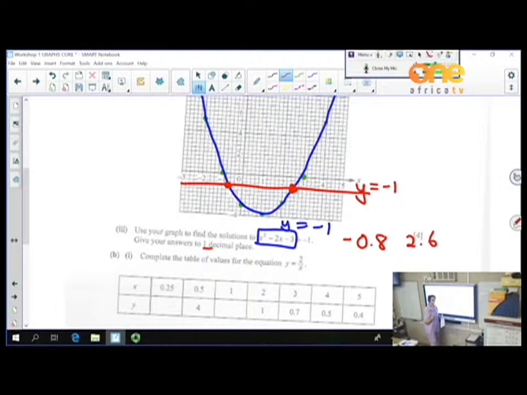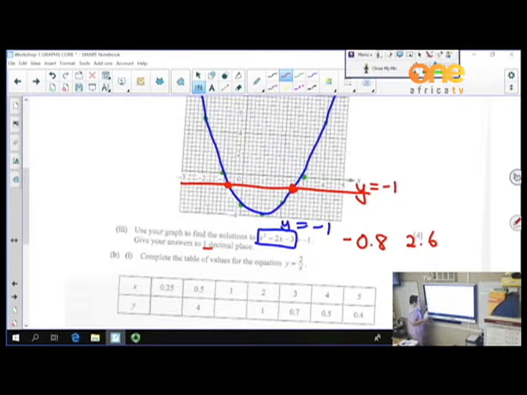You might differ a little bit. So -0.7 and -0.9, 2.4, 2.5, 2.7. We will still accept that as the correct solution. So you might differ a little bit there. See if you can read it off. But this method of drawing that line works very nicely. And you're going to get a lot of questions looking like that.